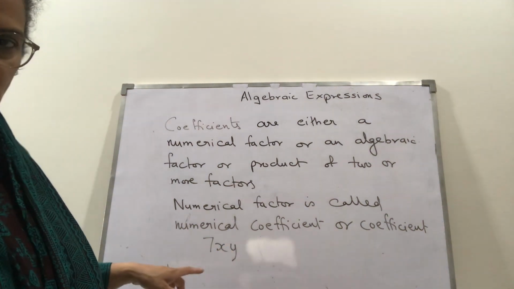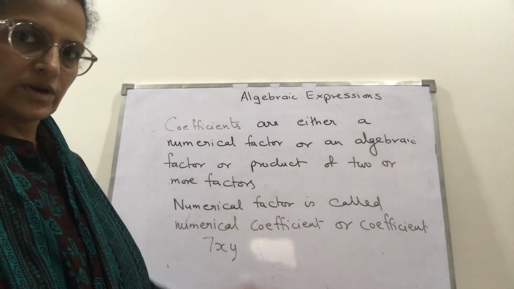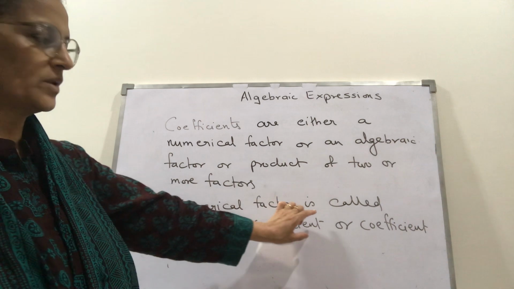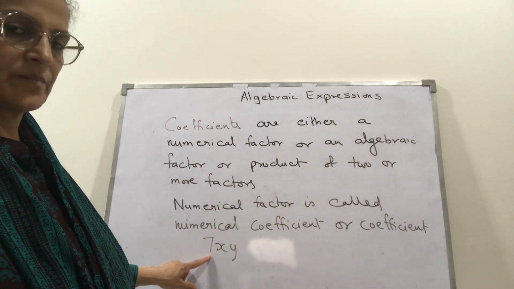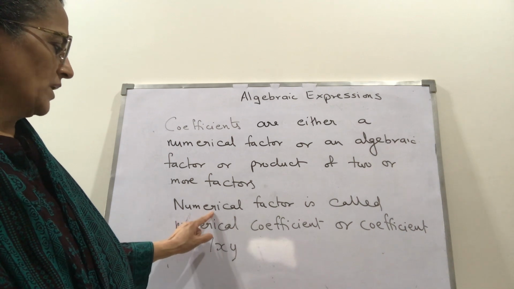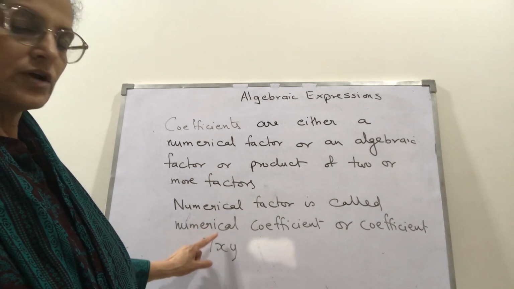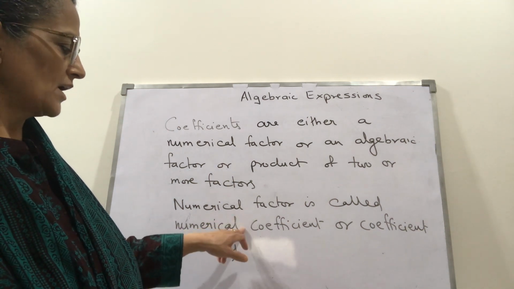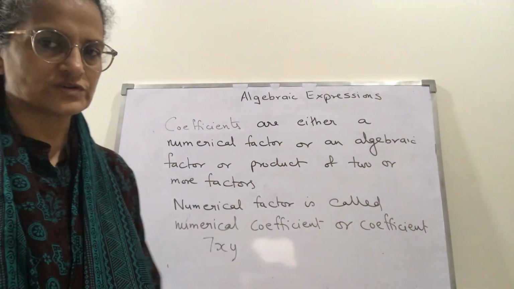7xy. Now if they ask give the coefficient, if only the word is coefficient, then they are talking about this numerical coefficient. That means they are asking 7. So 7, the numerical factor, 7 is my number, so it is called numerical factor. The numerical factor is my numerical coefficient or simply coefficient.